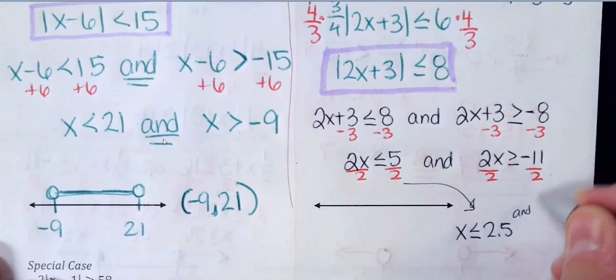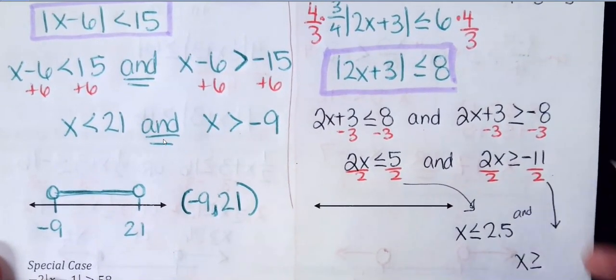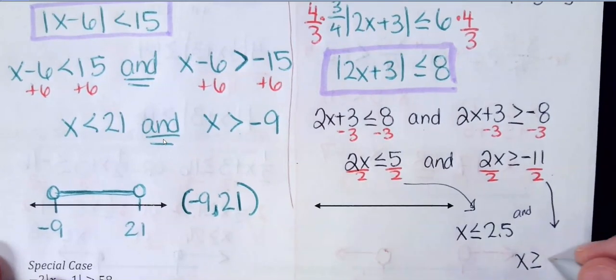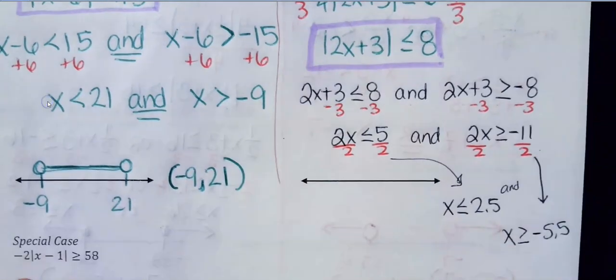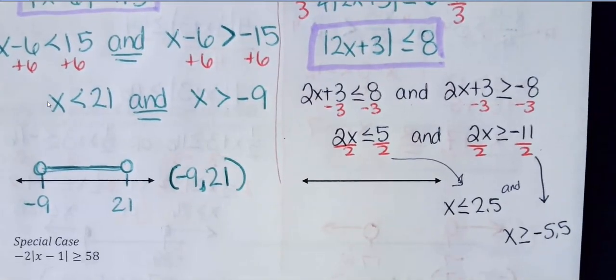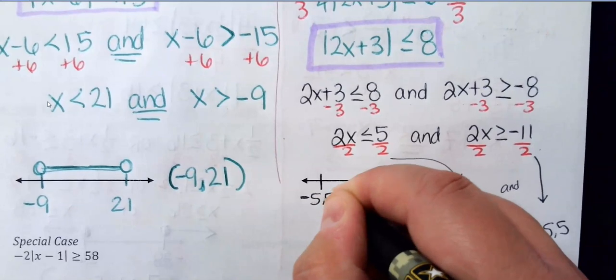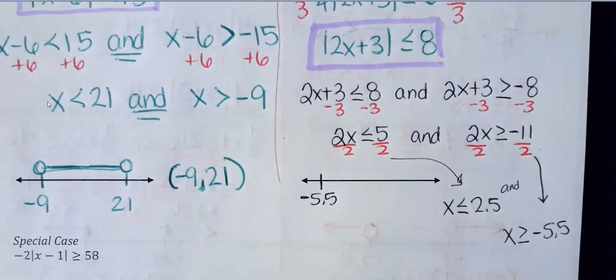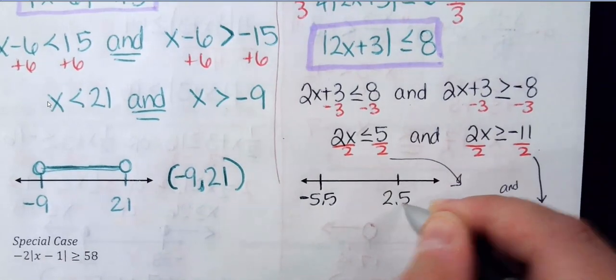And this one would be x is greater than or equal to, what is that, negative 11 over 2, negative 5.5. Okay, now I am going to put the negative 5.5 just somewhere on the left, doesn't matter. But that should be the smaller number, so we're going to put that on the left. Positive 2.5, just put it somewhere. Doesn't have to be perfectly spaced or anything.